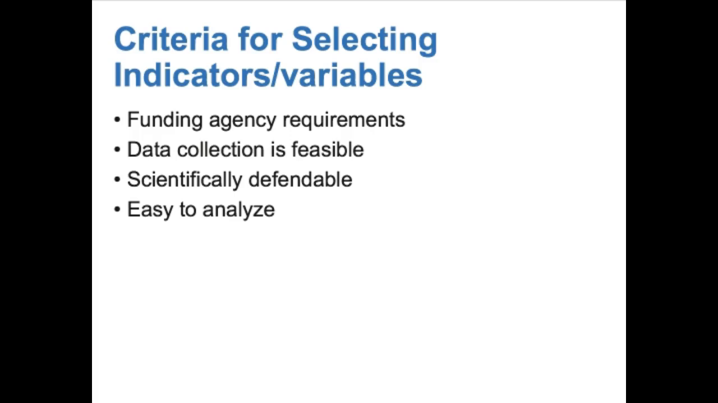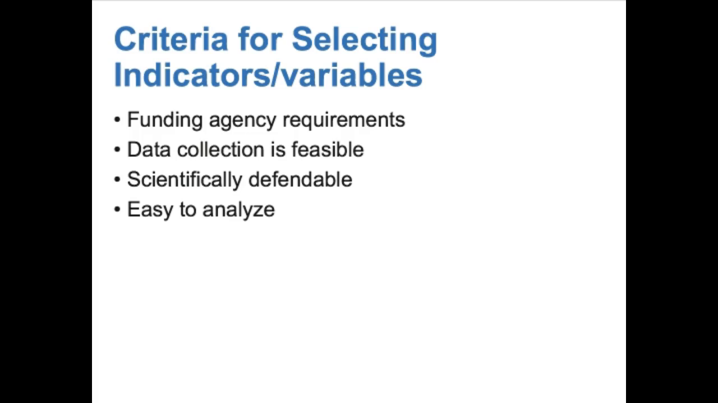When selecting indicators and variables for a program, there are several criteria for you to consider. First, you should consider if any indicators are required or mandated by the funding agency. For example, HRSA requires that all grantees of certain maternal and child health funds report on the rate at which children are hospitalized with asthma, or report on the percentage of low birth weight babies, for example.